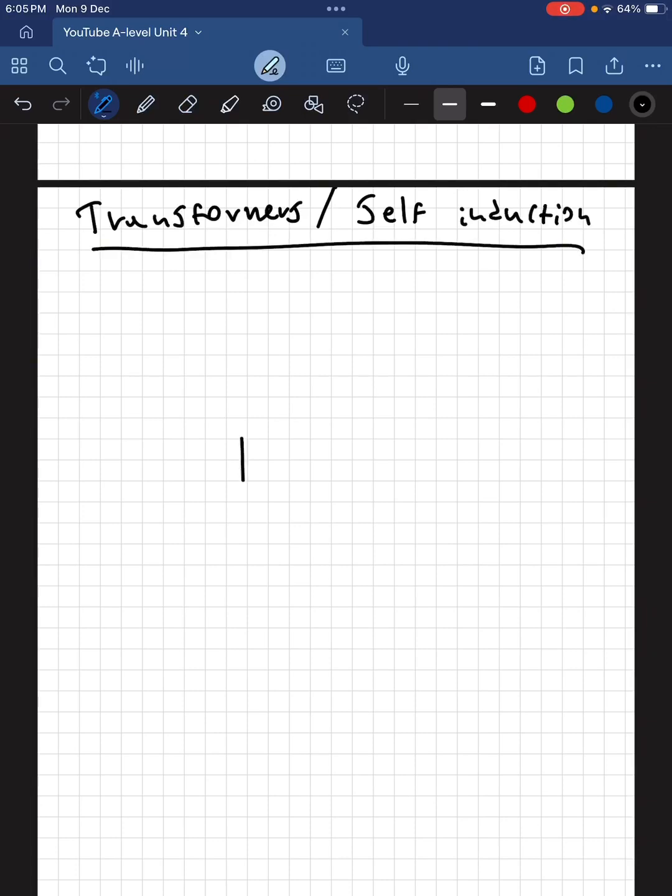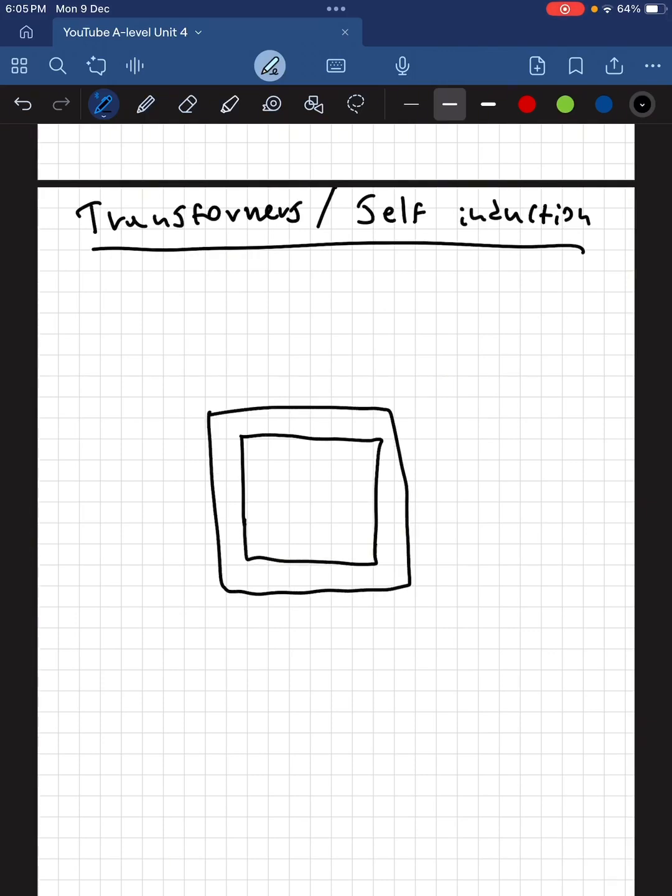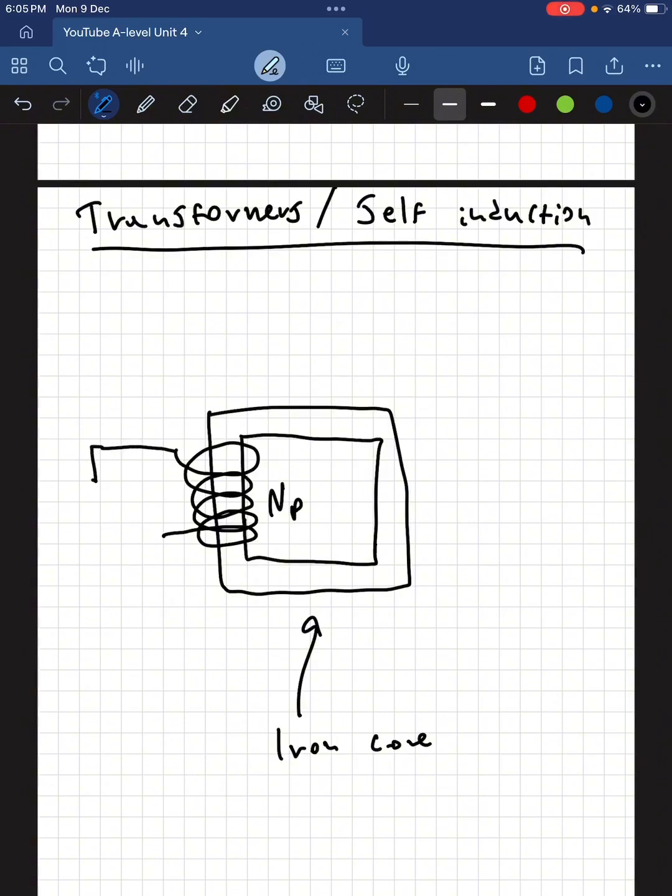Now let us start with this setup. I'll try to have space to draw what I need to draw. So this is an iron core, a piece of iron pretty much, on which we wrap a coil like that, with let's say NP, where P stands for primary, number of turns, and we apply some voltage here. Let's call it VP, primary voltage. And there is a switch S to switch that voltage on and off.